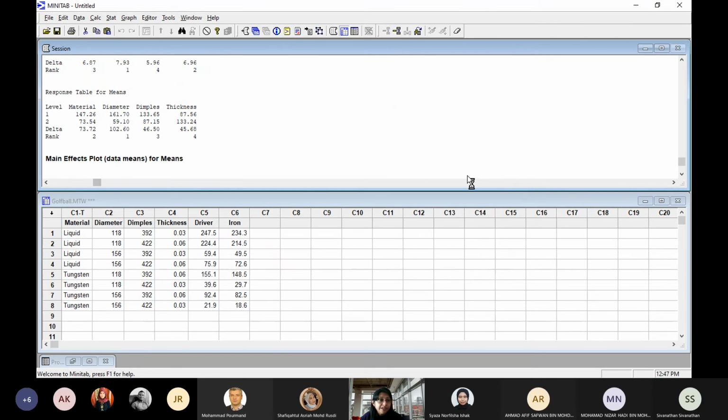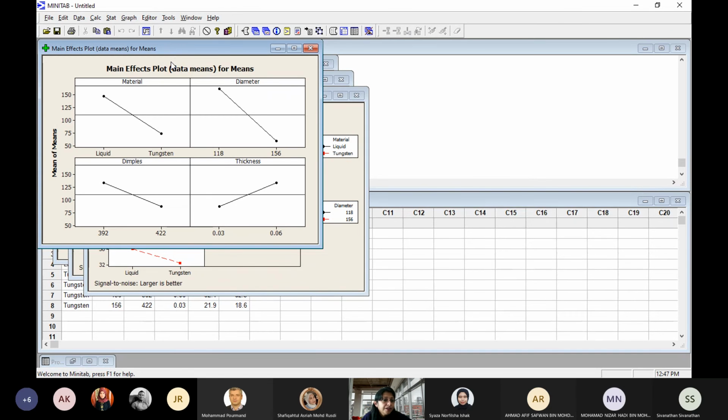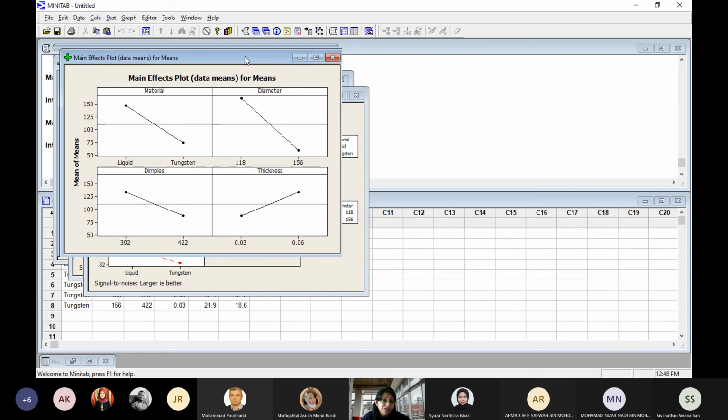So it generates. Okay, similar to what Dr. Anik briefed you 2 weeks ago, you have your main effects plot. As you can see, the SNR of liquid gives a higher SNR value, diameter 118 a higher value, dimples with 392 a higher value of SNR, and thickness is 0.06. But this is for the means.